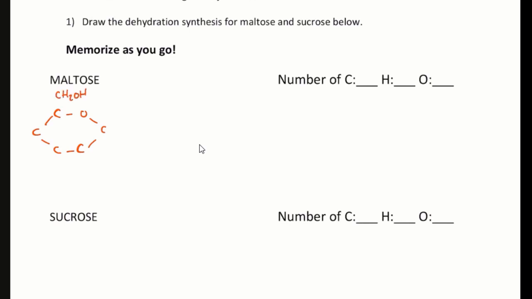CH2OH at the top. Down, up, down, down, for my hydroxyls. Everything else is a hydrogen. 1, 2, 3, 4, 5. So that's glucose. Do it again. I'm going to add it to another glucose. C, C, O, C, C, C.